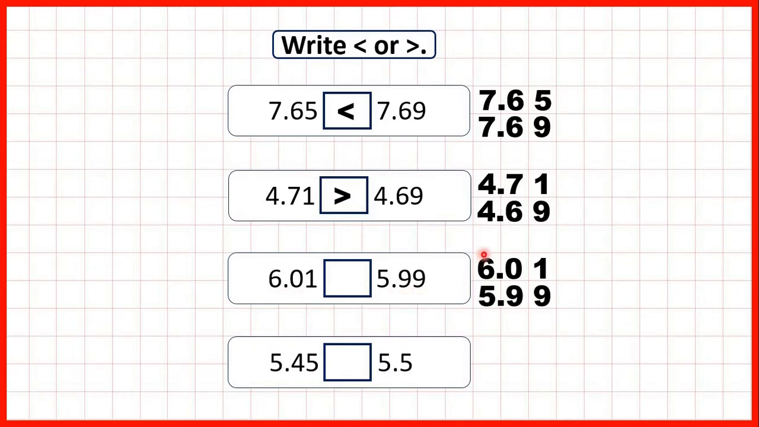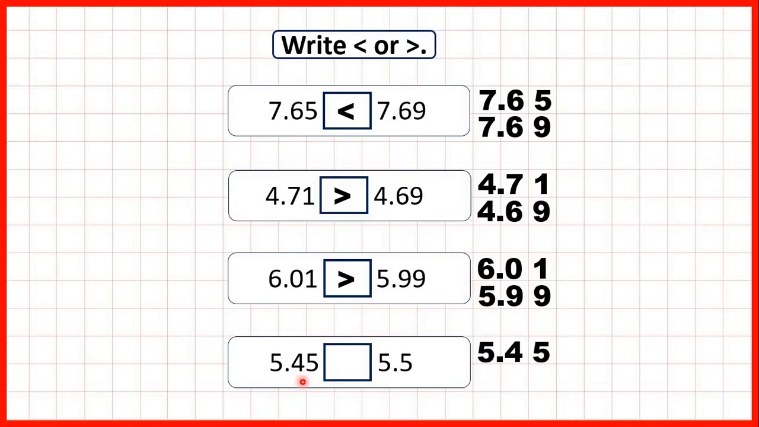Now we have 6.01 and 5.99. So remember, we start by comparing the larger place values, so here that's comparing the ones. In the first number we have 6 ones, and in the second we only have 5, so we know straight away that this first number, 6.01, must be larger. It doesn't matter that with 5.99 we have more tenths and more hundredths, because tenths and hundredths are smaller than ones.